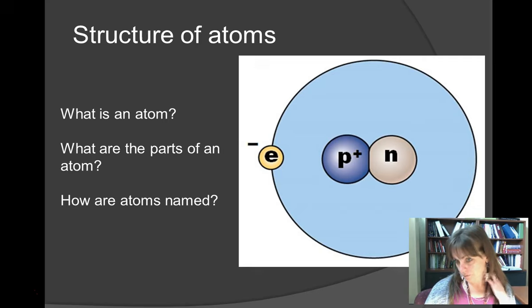Now, one thing you should notice is that there are locations in this atom. This right here you might consider the center of the atom. And that means that this is the nucleus of the atom. Nucleus is a biology term for the center of something. We'll talk about a nucleus in many different contexts, but for an atom, the nucleus is the center of it. And you'll notice that protons and neutrons are here in the center.